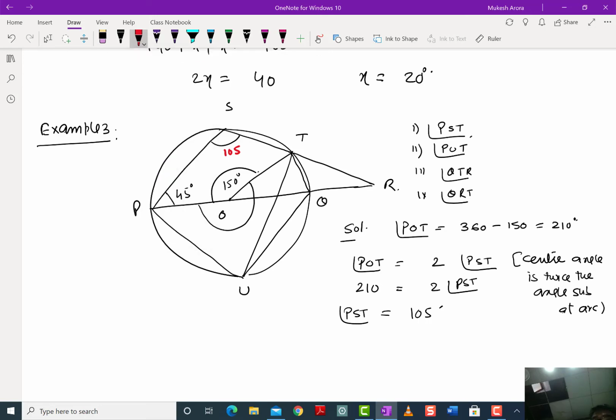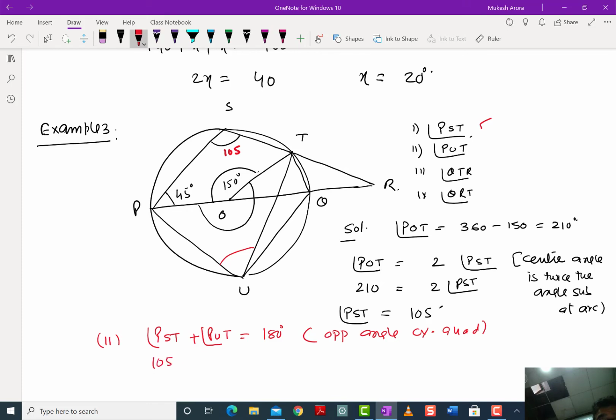Now we have to find PUT. PST plus PUT is equal to 180, opposite angles of cyclic quadrilateral. So 105 plus PUT is equal to 180. So PUT is equal to 75.